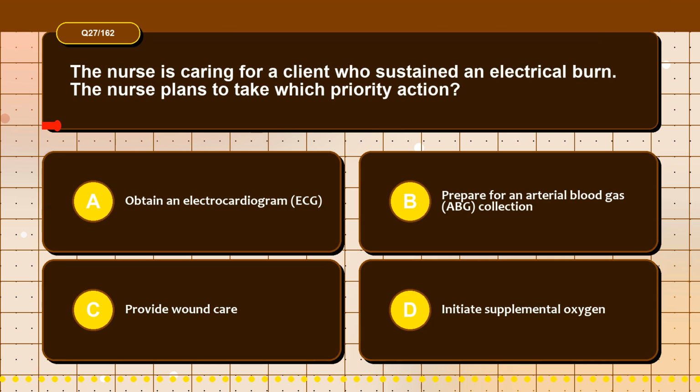Question 27. The nurse is caring for a client who sustained an electrical burn. The nurse plans to take which priority action? Here are the options. Option A. Obtain an electrocardiogram (ECG). Option B. Prepare for an arterial blood gas (ABG) collection. Option C. Provide wound care. Option D. Initiate supplemental oxygen.